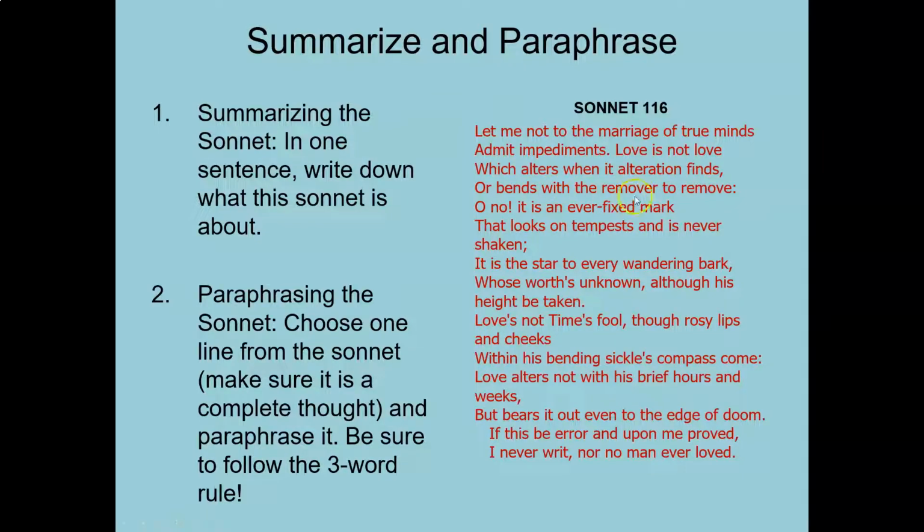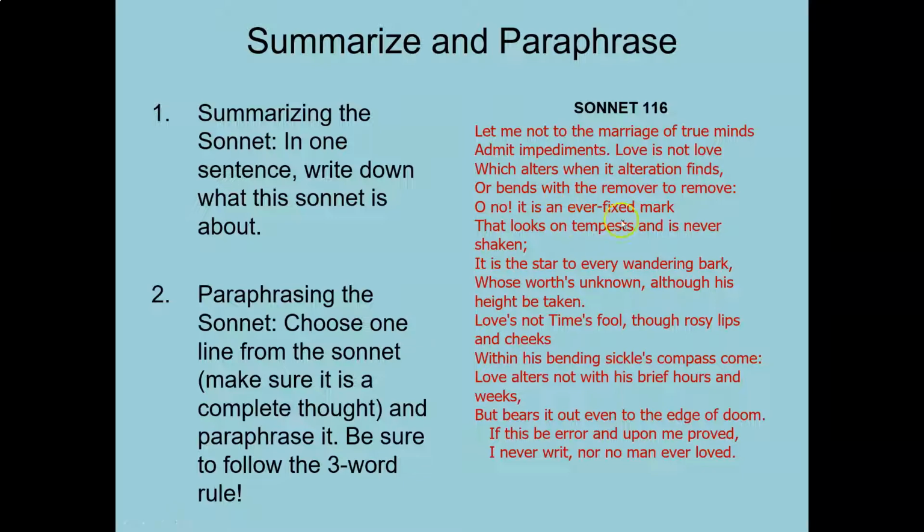Or bends with the remover to remove. So once again, this great love is not going to bend when it sees a reason to bend or a reason to remove this person from your life, or notices an imperfection in this person. This is the classic line. I love it. "Oh no, it is an ever fixed mark that looks on tempests and is never shaken."